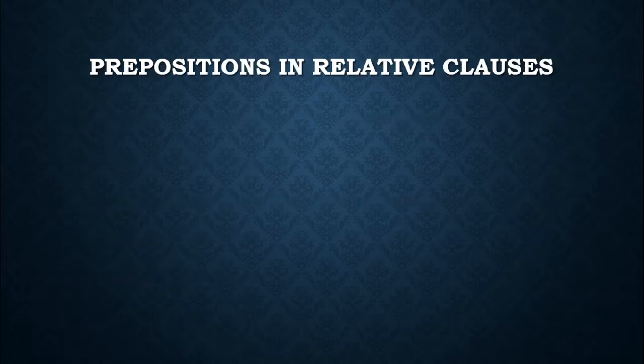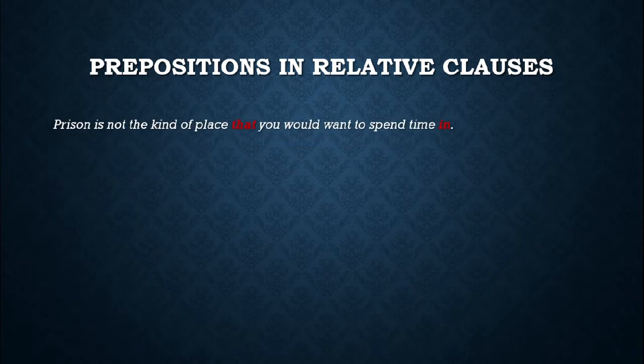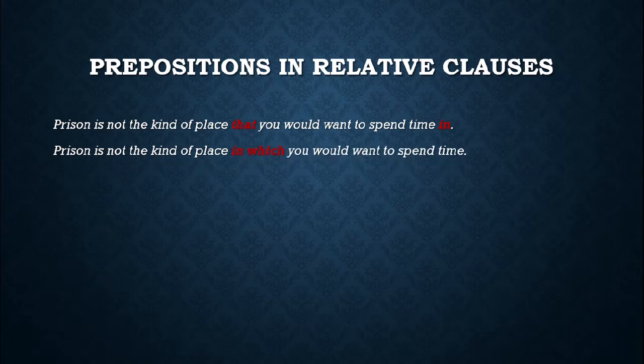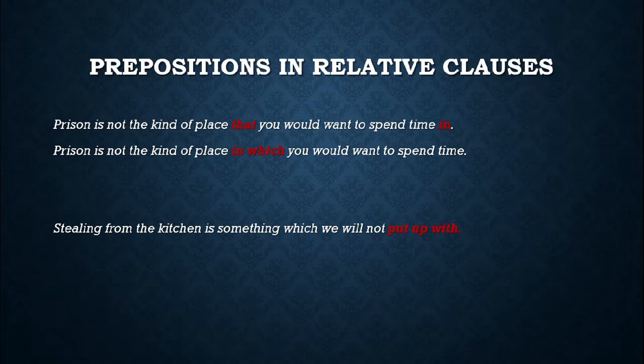And just to finish, we usually put prepositions at the end of relative clauses, but we can put them before the relative pronoun in formal language. For example, prison is not the kind of place that you would want to spend time in. Prison is not the kind of place in which you would want to spend time. Also, we keep the particles with the verb with multi-word verbs. For example, stealing from the kitchen is something which we will not put up with.